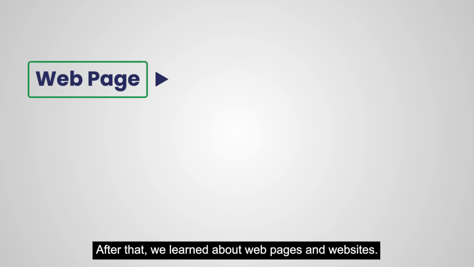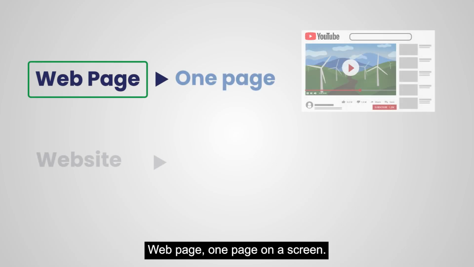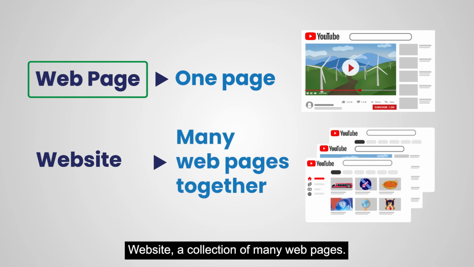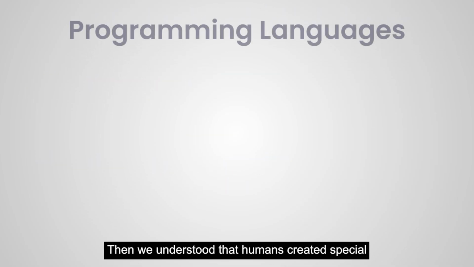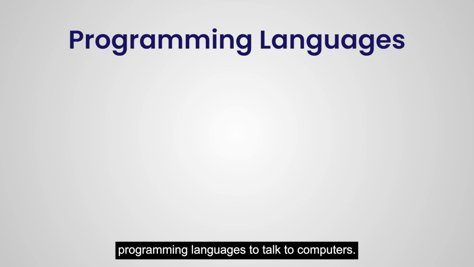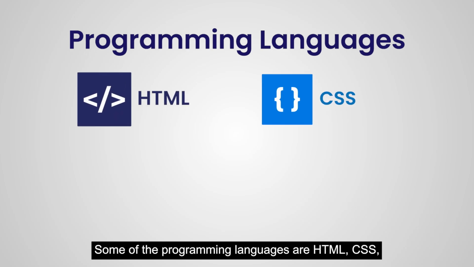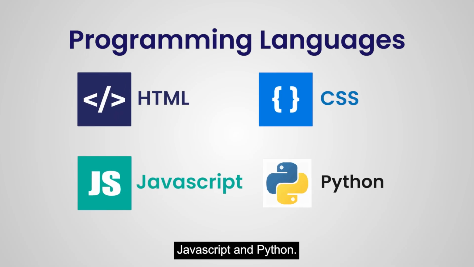After that, we learned about web pages and websites. Web page, one page on a screen. Website, a collection of many web pages. Then we understood that humans created special programming languages to talk to computers. Some of the programming languages are HTML, CSS, JavaScript, and Python.